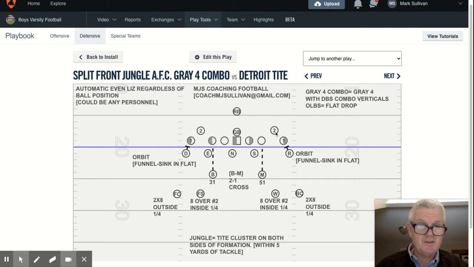It's automatically what we say, even Liz. So this is a 10 formation, but it could be 12 personnel. You follow it? That's the simplicity of why we have the A.F.C plan. So it doesn't matter the personnel. The kids see it's Detroit tight.